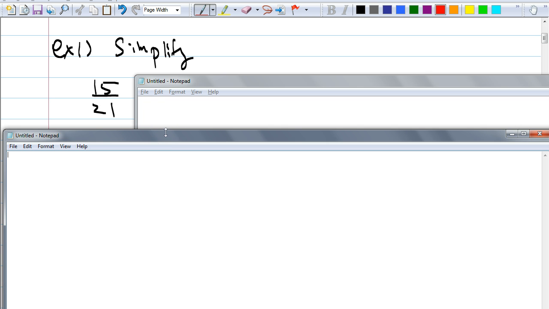So our first example here, simplify 15 over 21. And many of you probably know how to do this already. And what would you do to simplify this? Divide top and bottom by 3. Okay, now, but is there a way to do this problem a little bit differently? Looking at that fact? Yes, Dana?